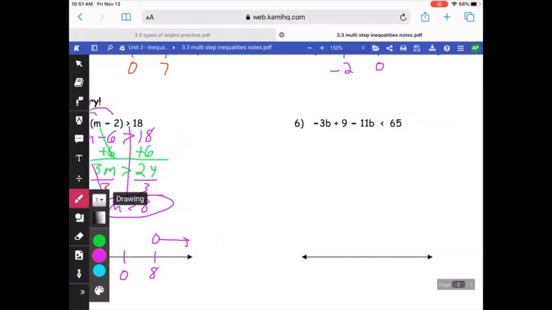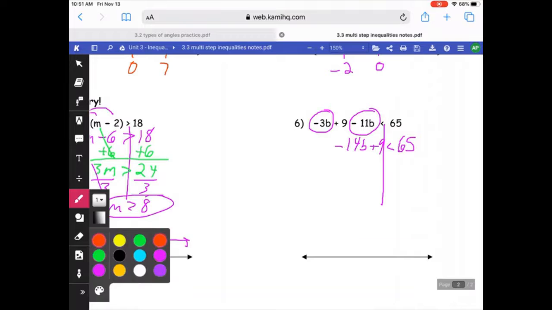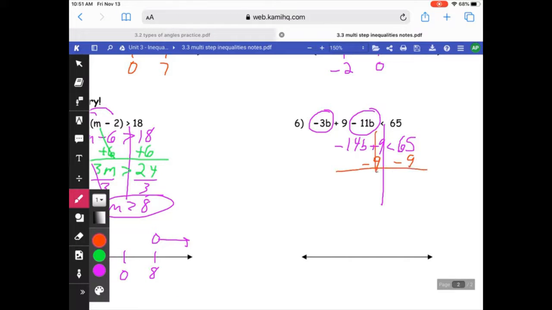Okay, we're almost done. Number 6, on the left, we have negative 3b minus 11b, which is going to combine to be negative 14b. That plus 9 comes along for the ride because there's no like terms for that one. All right, now we're going to subtract 9 on both sides. On the left, my 9's are going to cancel. We're going to be left with negative 14b is less than, what is that? 65 minus 9 is 56.